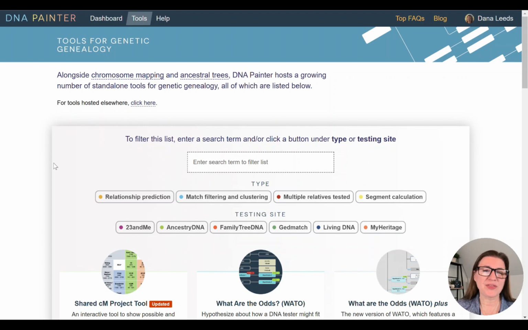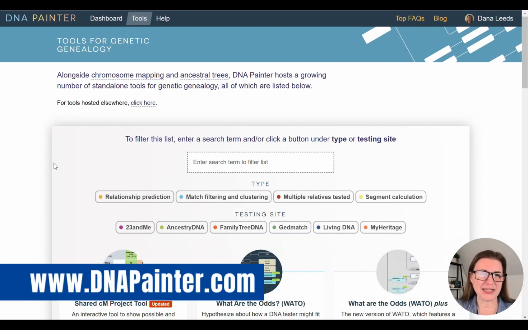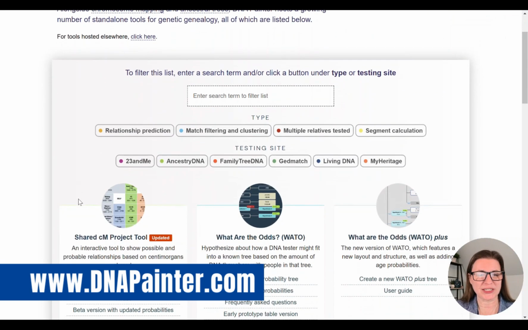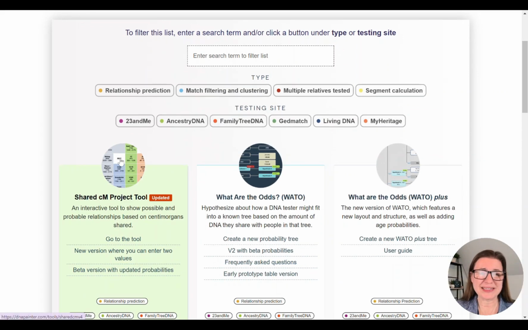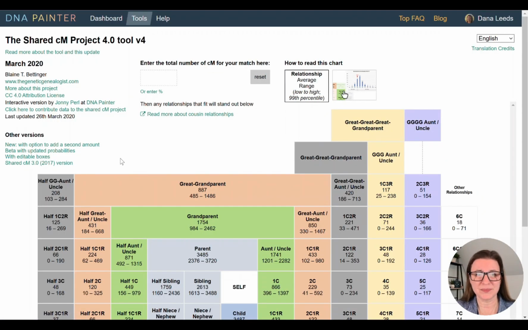We're going to look at a second tool that we often use when we're working with DNA matches to figure out the possible and probable relationships. And that's at DNA Painter. It's dnapainter.com. And we look at the Shared Centimorgan Project tool, which is right here. I'm going to click here, and this is a free tool. I do have an account, so I can do some other things.